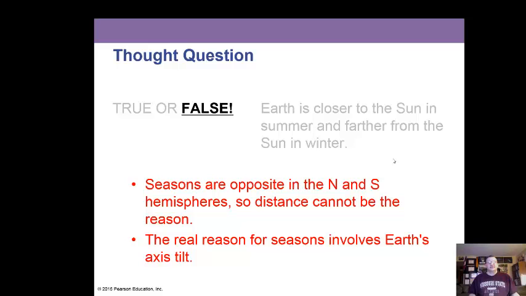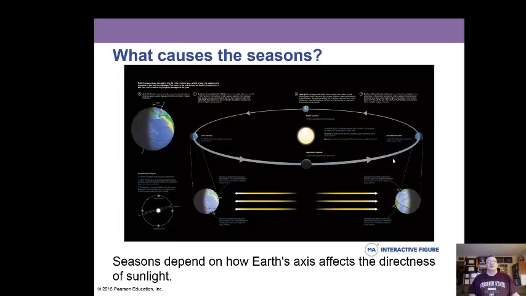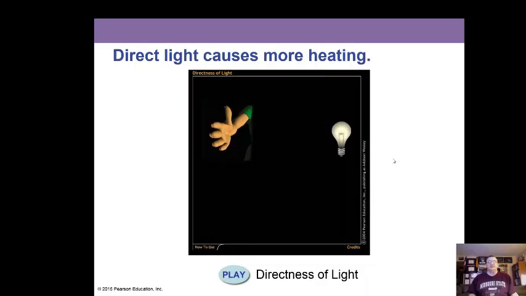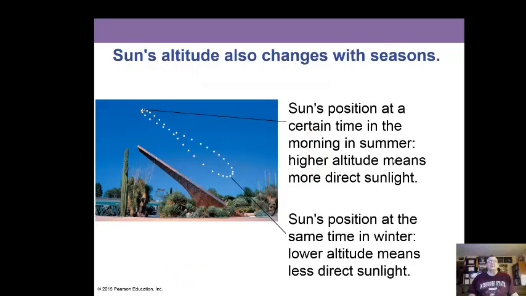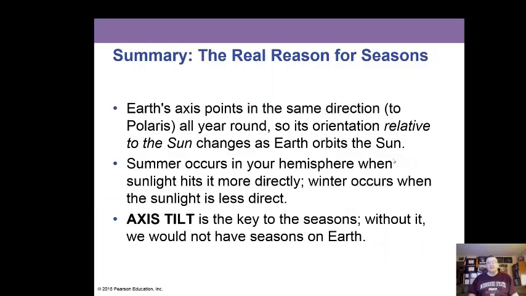The real reason for the seasons involves Earth's axis tilt of 23.5 degrees. So during the summertime, the northern hemisphere is tilted more directly towards the Sun. We get more direct sun angles. During the wintertime, we get less direct sunlight on the northern hemisphere, where we are in Missouri. And I also said earlier, the sun's altitude changes with the seasons. It's higher in the summertime, lower in the wintertime.